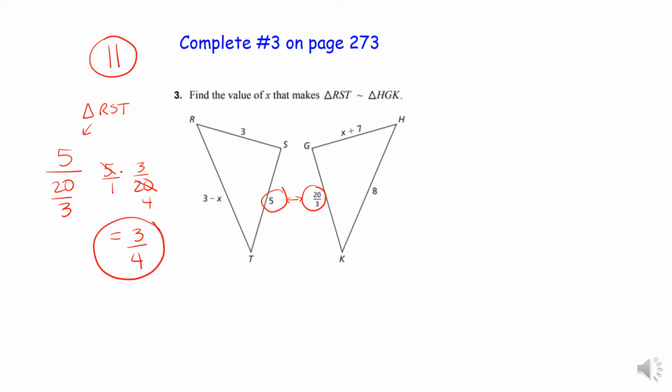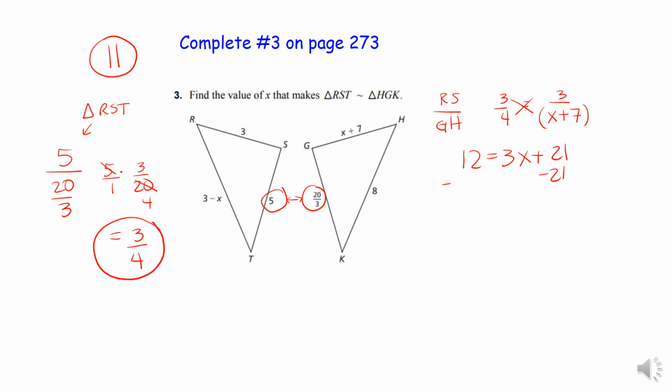So now I'm going to compare the next set of sides. I'm going to do RS to GH or HG. And so I've got 3/4 equals 3 over (x plus 7). So I'm going to put parentheses. I'm going to distribute as I cross multiply. I get 12 equals 3x plus 21.